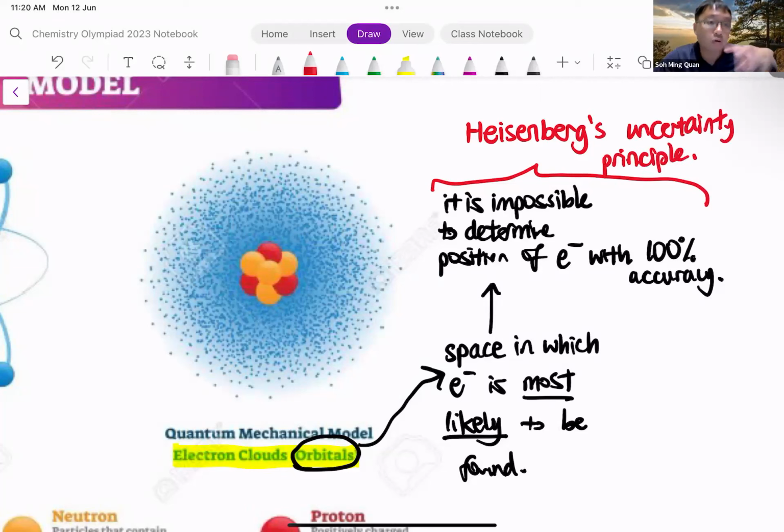Now, as you go on and do more physics, you will learn how to prove this. But for now, it is important for us to note that the model of the atom has changed. Today we start to think of electrons as being not only a particle, but having wave-like properties. It behaves like a wave. It can move, and therefore it is impossible to actually predict the position of an electron with 100% accuracy.